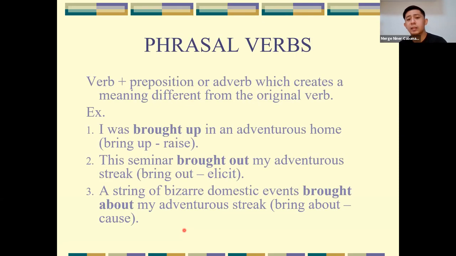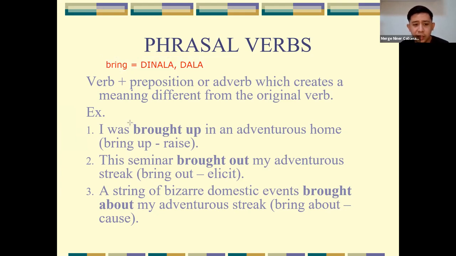So phrasal verbs, this is literally just a combination of verbs and another part of speech. Mostly, it's a preposition, okay? So verb plus preposition or adverb, which creates a meaning different from the original verb. So let's say the word bring. Bring is a very simple word to understand. In Filipino, we call it dinala or dala. But look at the expressions that we're going to identify.